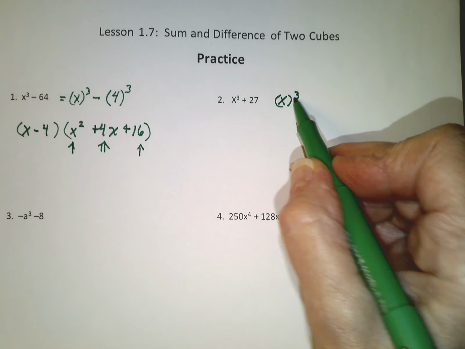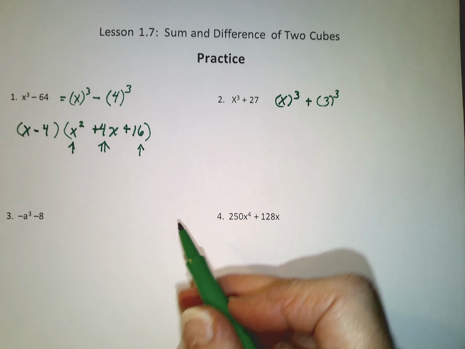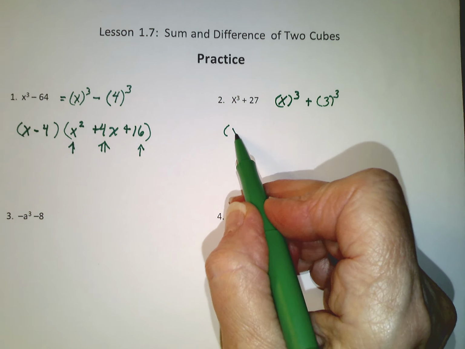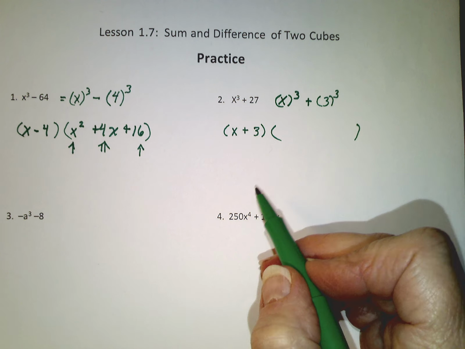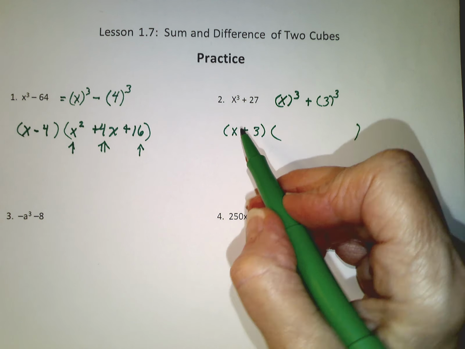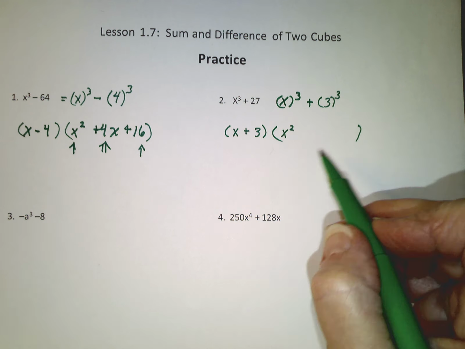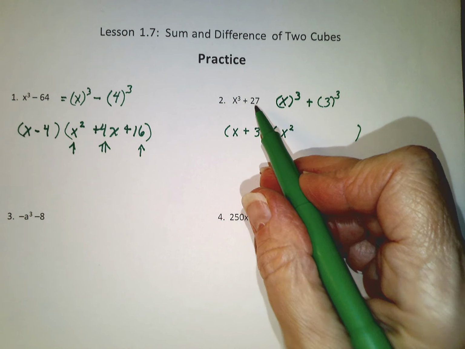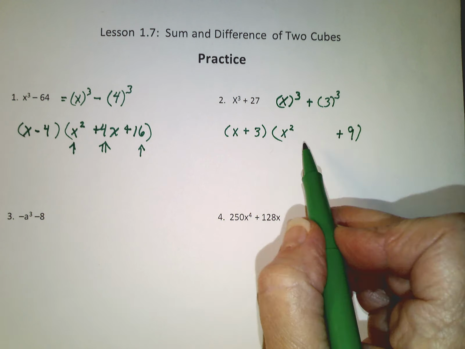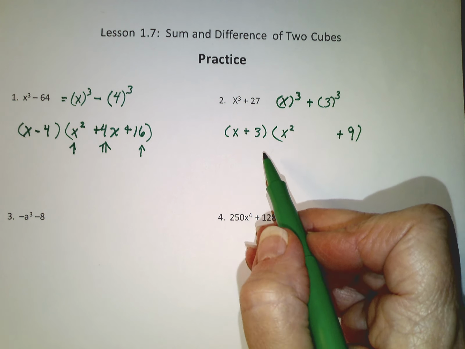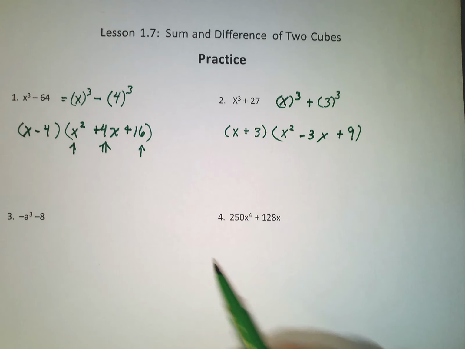So this is, of course, the cube on x, plus 27 is just the cube on 3. So our first factor is just going to be the cube root of x plus the cube root of 27. And then for our trinomial, to get from x to x cubed, you'd have to multiply by x squared. At the end, positive 3 times what makes positive 27? Well, that would have to be a positive 9. Then to get the middle, we're going to multiply these two together and change the sign. So 3 times x, change the sign. And we're all done with that one.